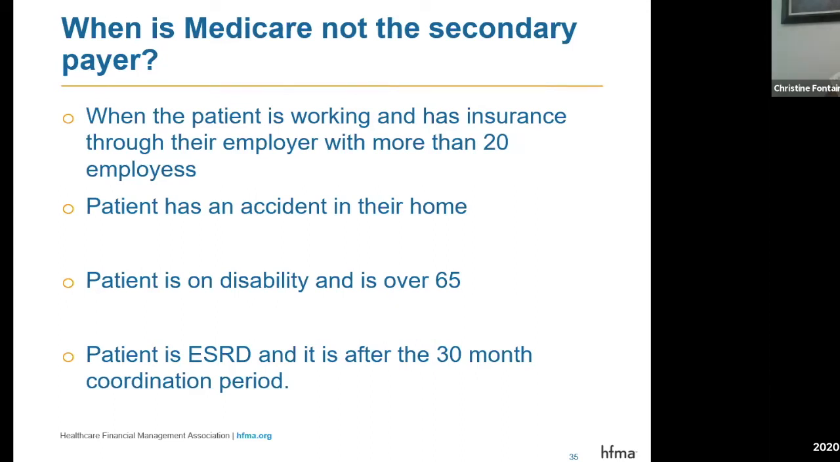Medicare is the secondary payer when the patient is working and has insurance through the employer with more than 20 employees. Okay? Patients on disability. So the correct answer here is accidents in the home are not covered under liability. Okay?